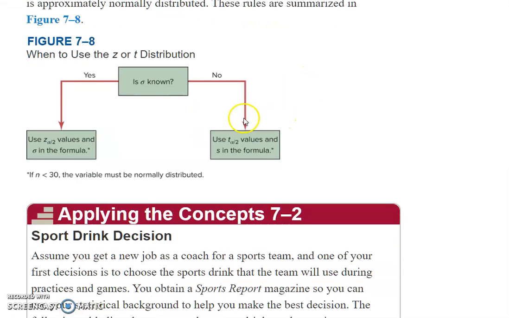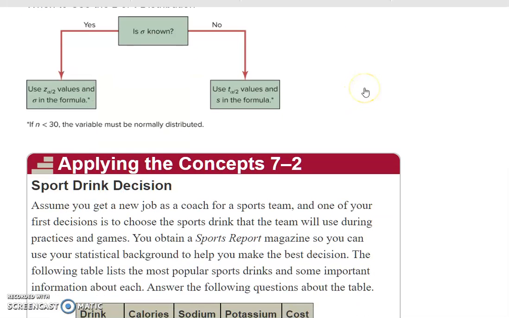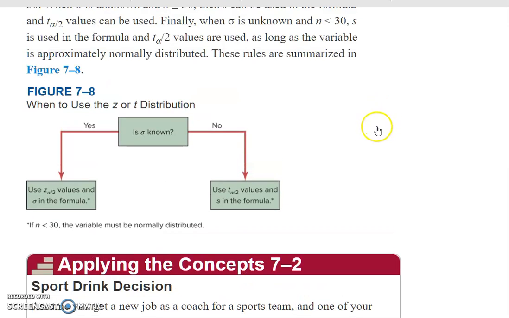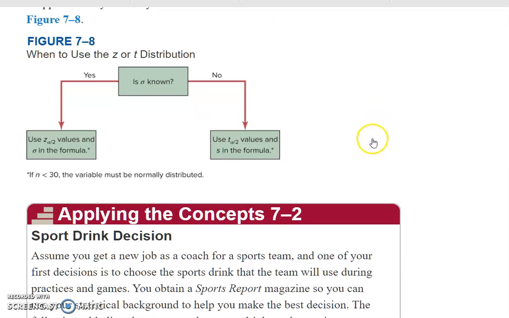So here's a summary. Do you know sigma? Yes or no? Yes, if you know it, we use the z value, we use sigma in the formula, and here's a little caveat here. Is sigma known? No. Then we have to use the t values, okay? And we use s in the formula. Okay, so look at these formulas at the end of the chapter, and I think a lot of this will be a lot easier for you to see the big picture.